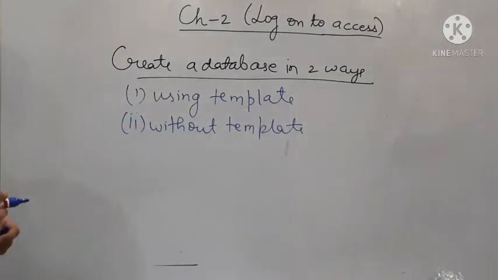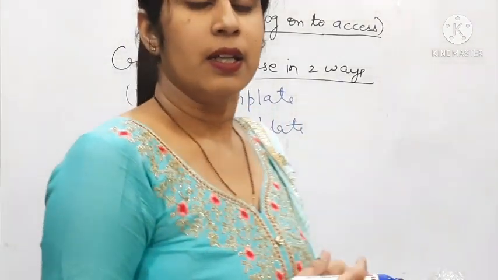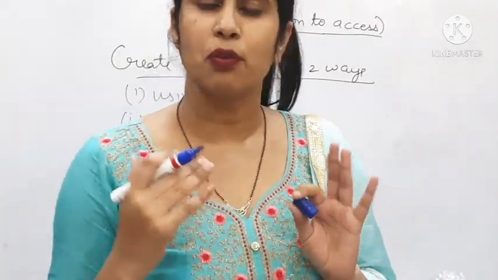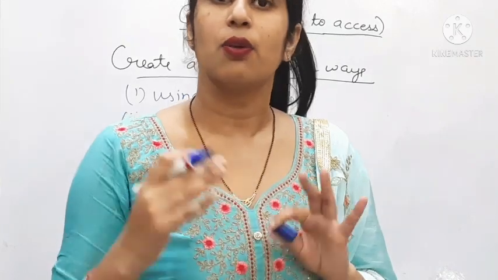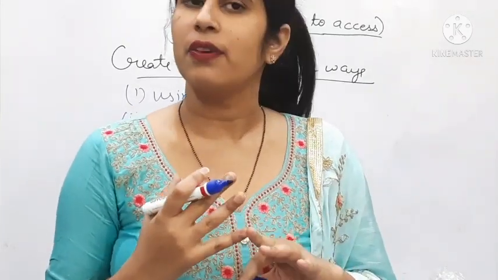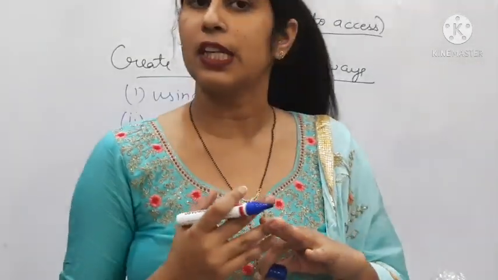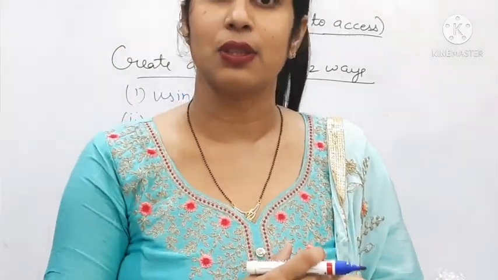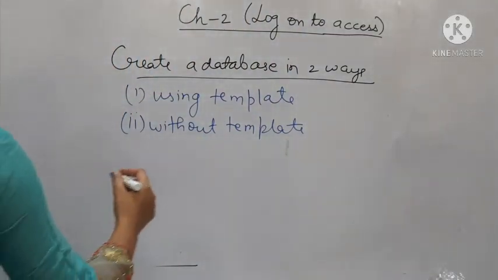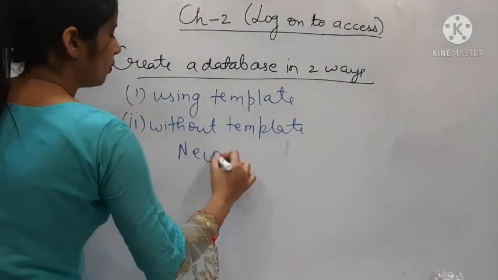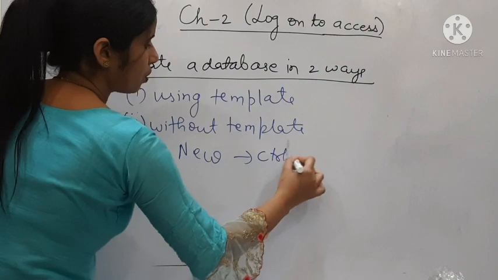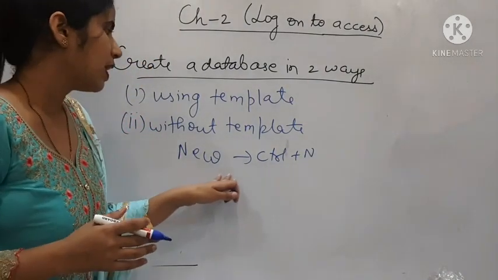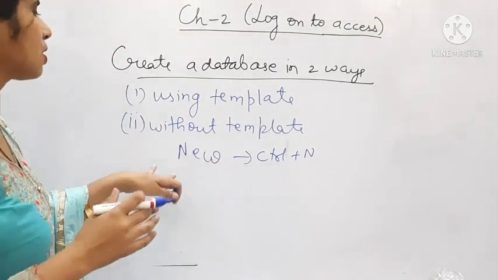Now here, if we are going to do this task, which steps do we have to follow? We know very well, whenever we are creating a database, at first we need to open the MSSS. In the MSSS, we will click on the new button. Which button will we click? We will click on the new button, and directly we can also use Control plus N. Whenever we click on new, it will show us two options.